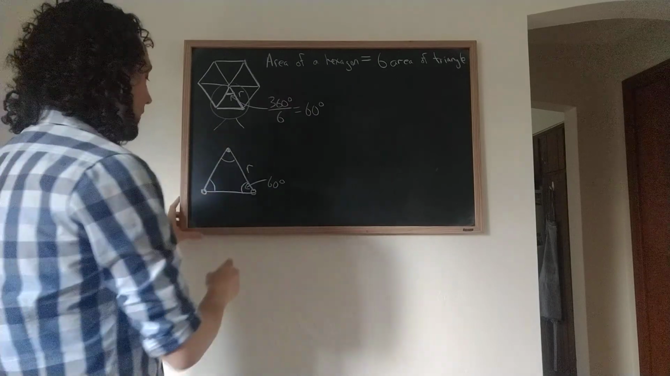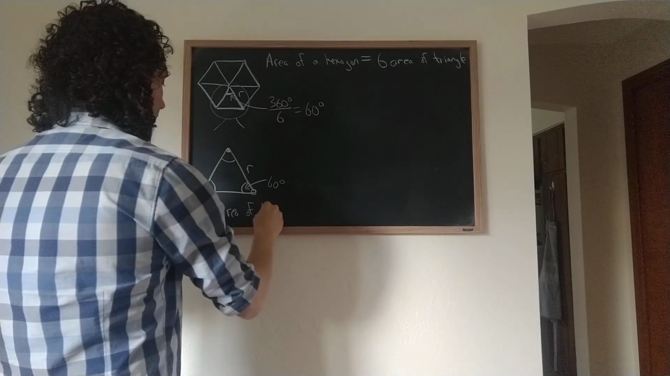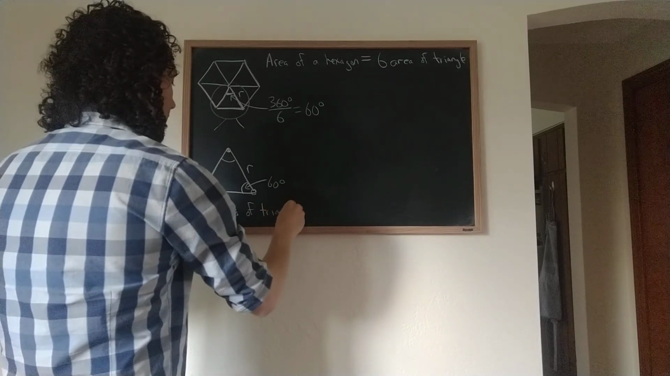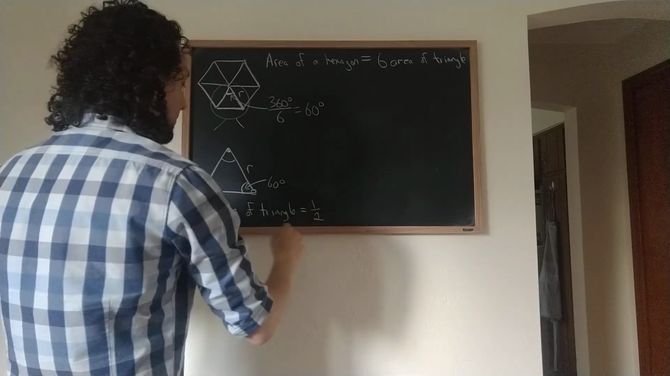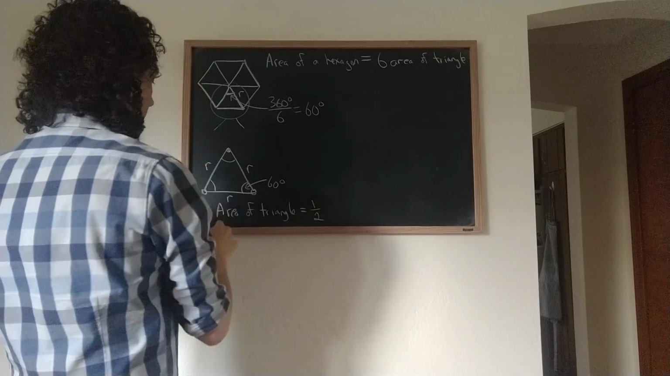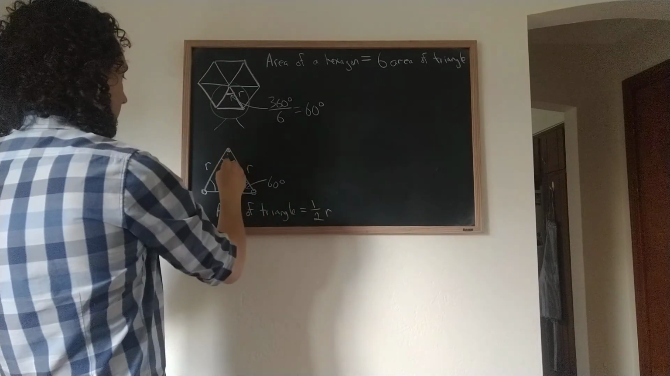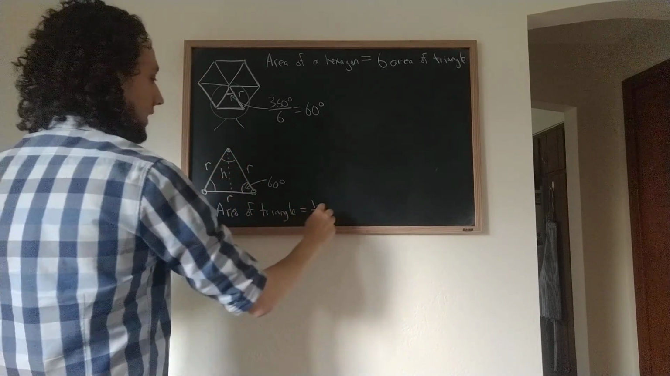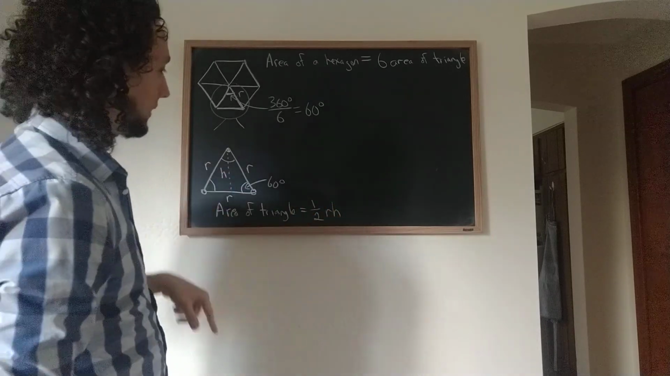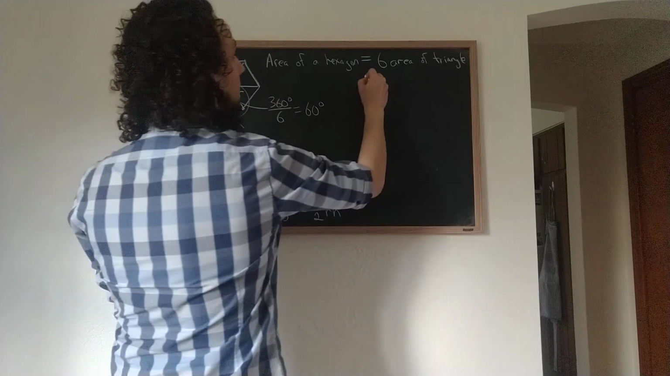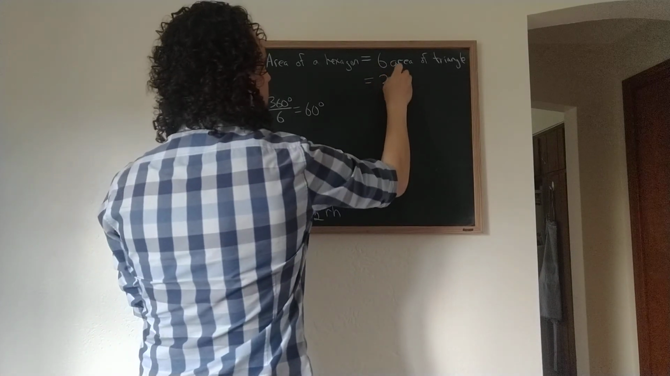Now we still need to get the area of this triangle. And we know that the area of any triangle is half the base, which is r because it's an equilateral triangle, times the height. We'll call that h. So since the area of this triangle is half the base times the height, half rh, that means that the area of the hexagon is 6 times that, which is 3rh.